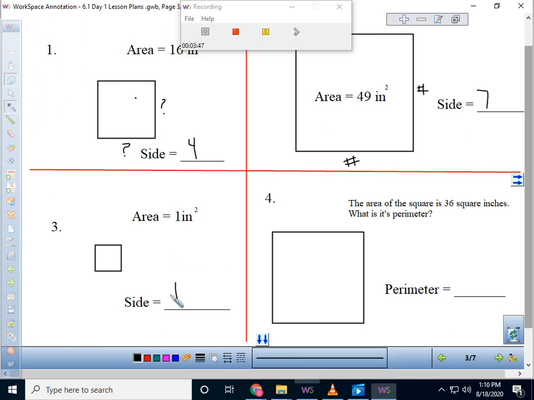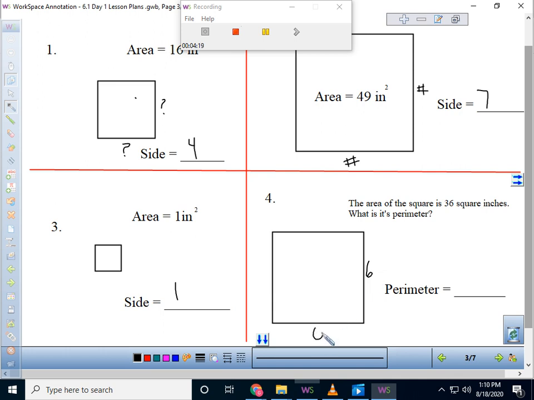That's pretty interesting. Okay, so on this one right here, number 4, that's kind of an interesting problem. It says the area of a square is 36 inches. What is its perimeter? Well, first of all, before we can find the perimeter of the square, we have to find the square root of 36 to find the side length. So how would we do that? What number times itself equals 36? That's 6, because 6 times 6 is 36.